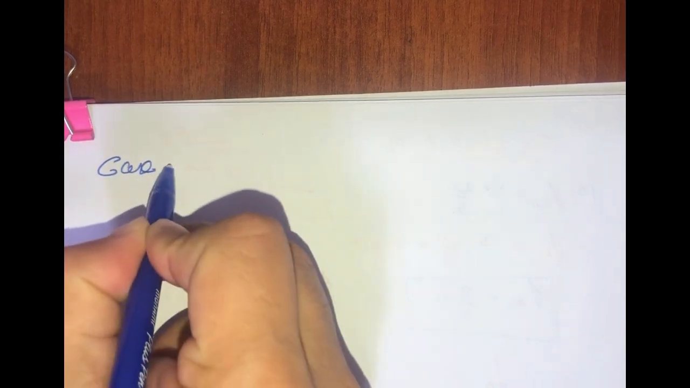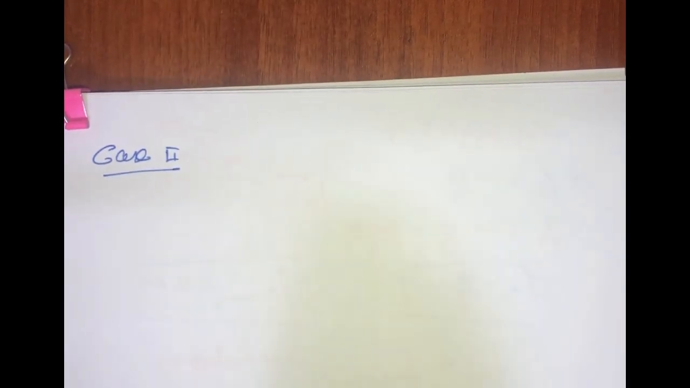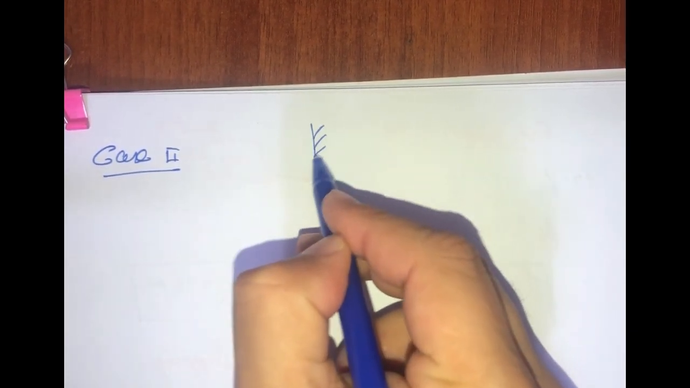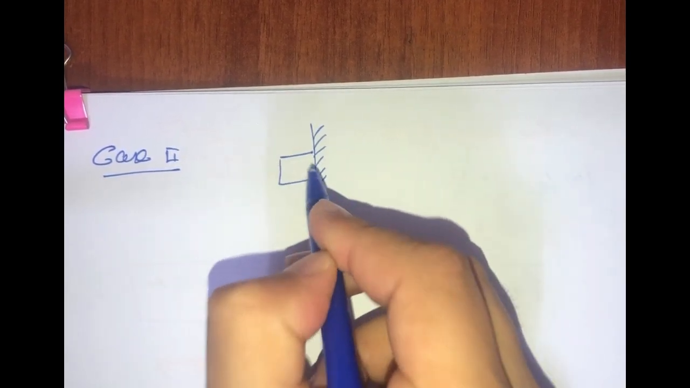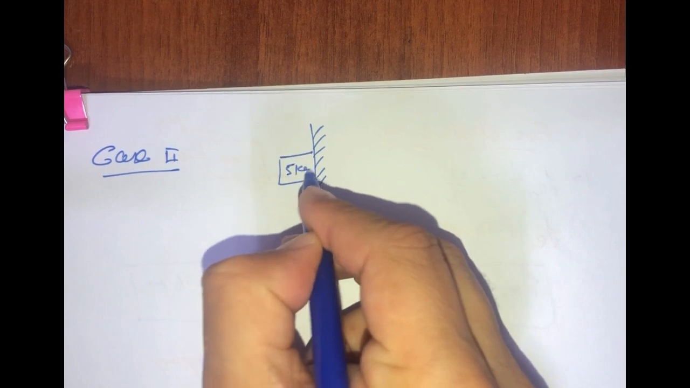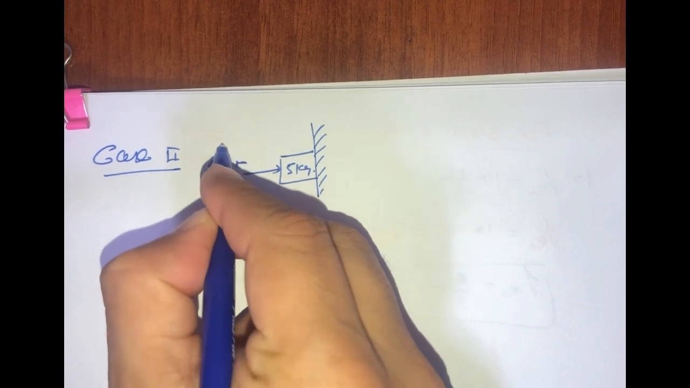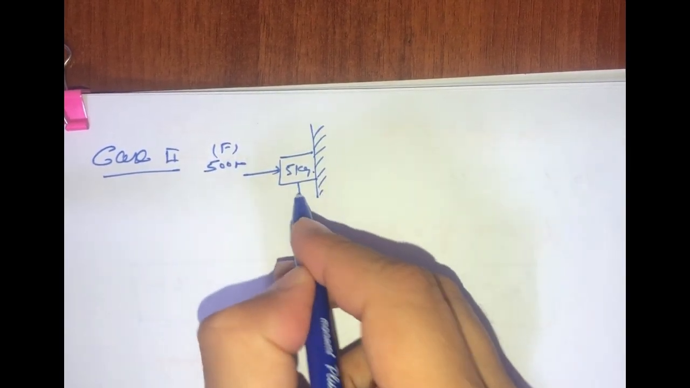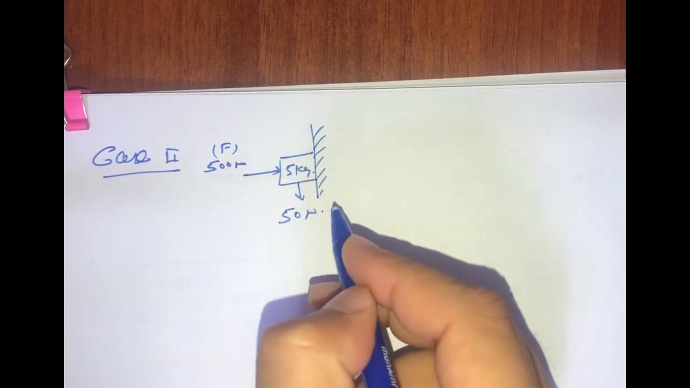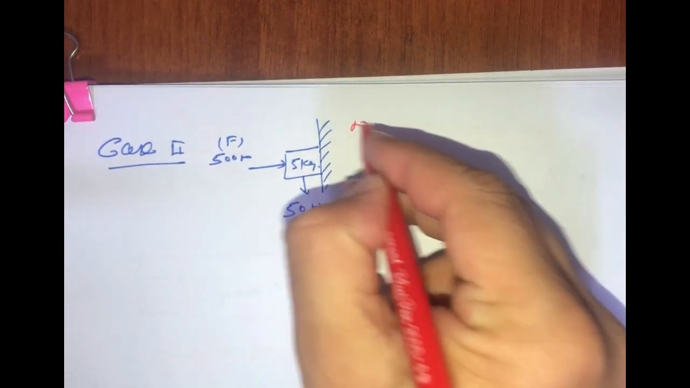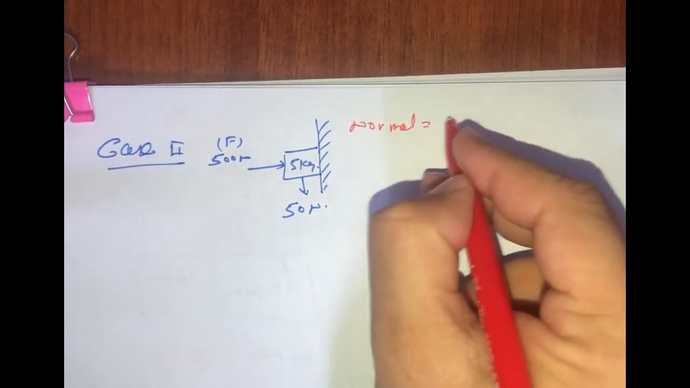Okay, in case 2, it is again 5 kg, but now the force is given as 500 Newton. Let us call this F. In the downward direction we are going to have 50 Newton, and once again for the maximum kinetic and static friction, the normal in this case will be 500.